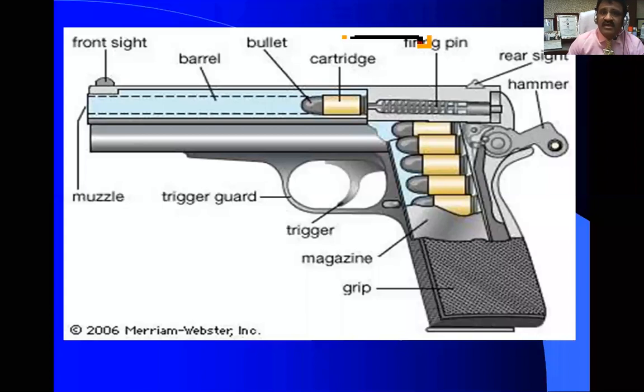Here you see one semi-automatic pistol where you can see the magazine containing bullets. You can see the trigger guard.